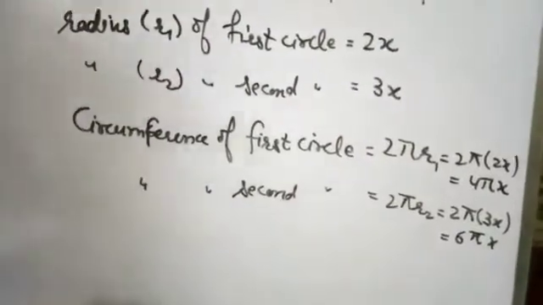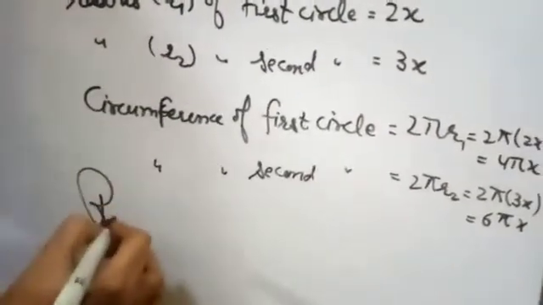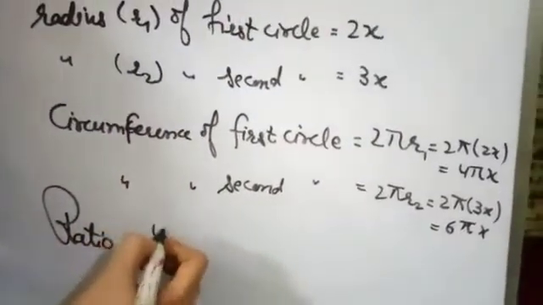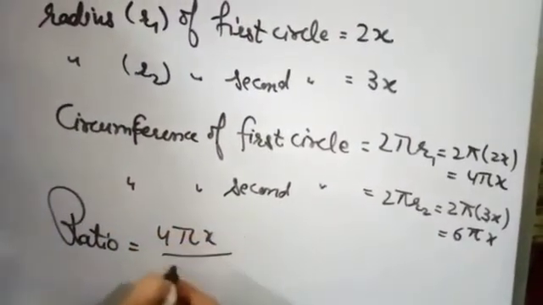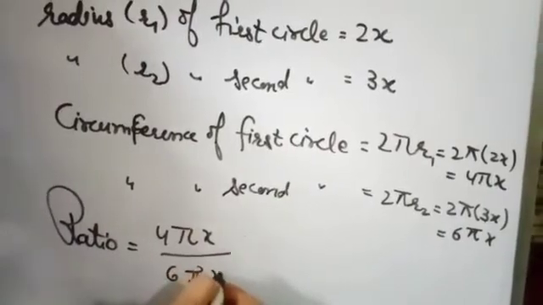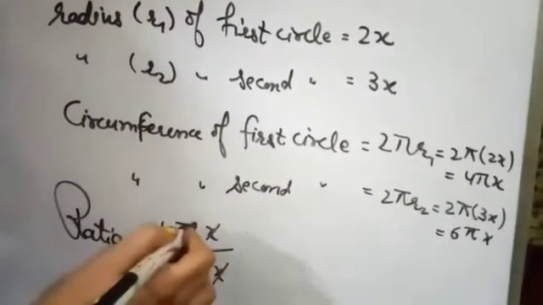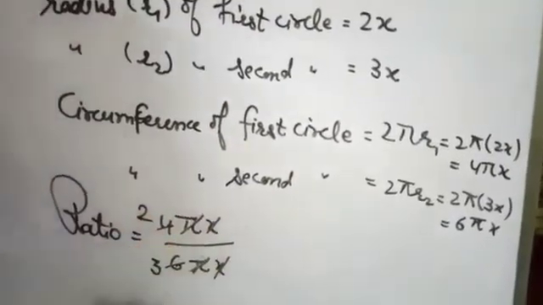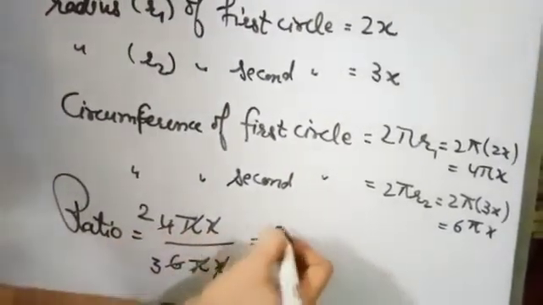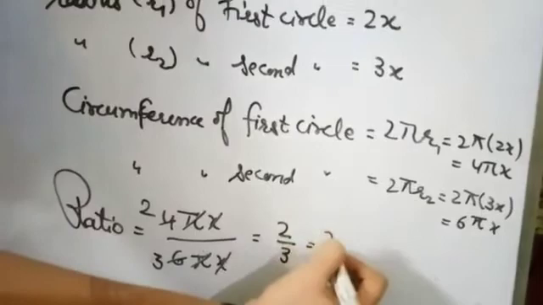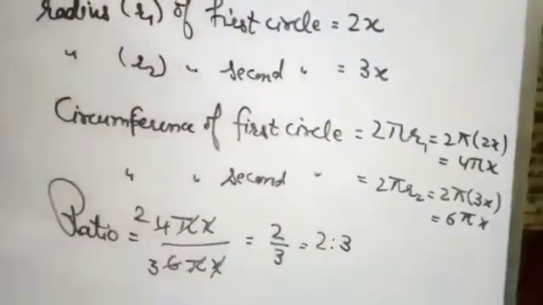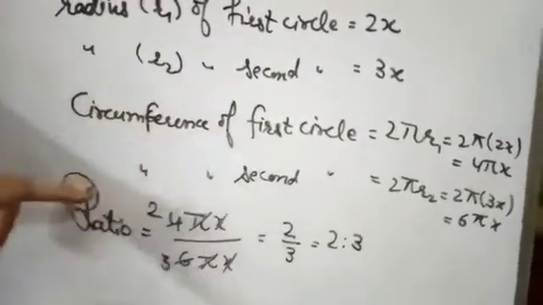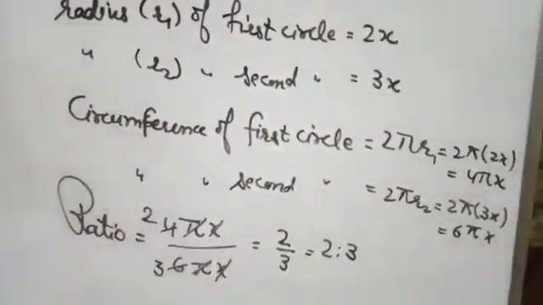We have to find their ratio. The ratio of their circumference: first circle, the circumference is 4 pi x, and the second circle, 4 pi x. X cut gaya, and 2 2s are 4, 2 3s are 6, और pi से pi cancel हो गया. What is left? 2/3 means 2:3. If the radii are in the ratio 2:3, the circumference will be in the same ratio 2:3.